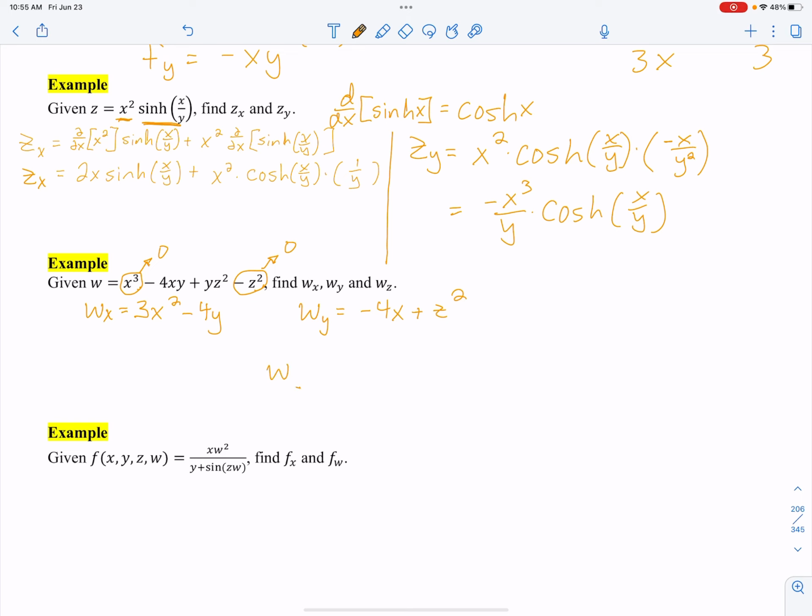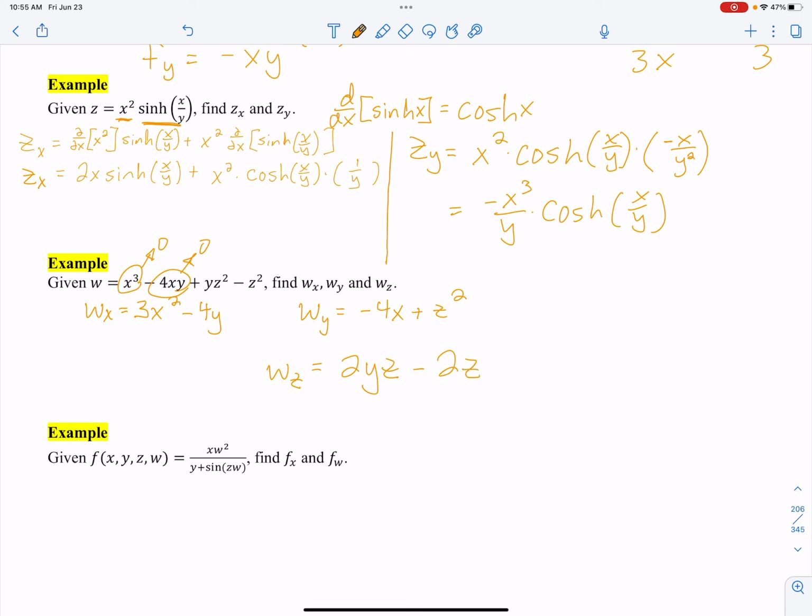All right, we've got one more. w with respect to z. There's no z here, so that's 0. There's no z here, so that's 0. So the first one is 2yz. And then the last one has only z, so it's a normal derivative.